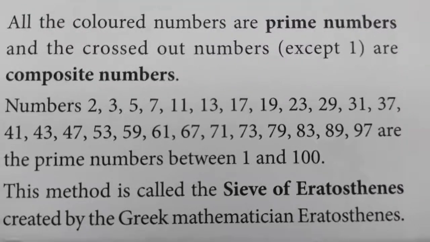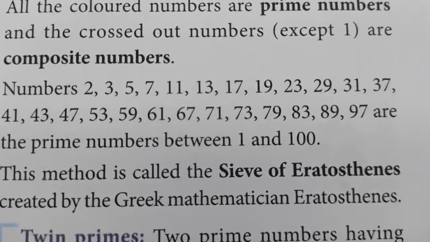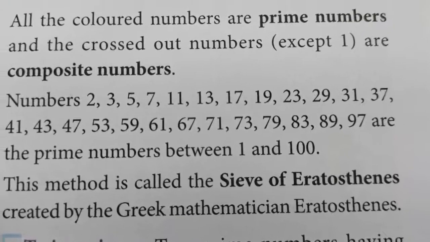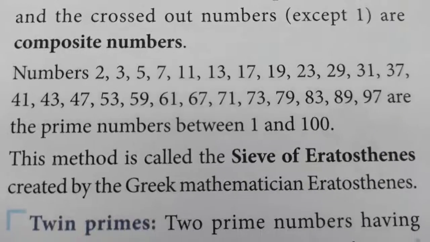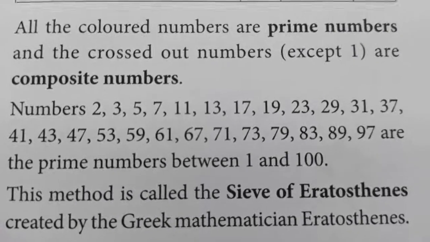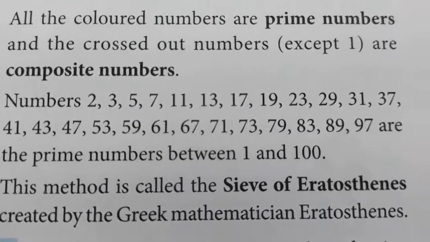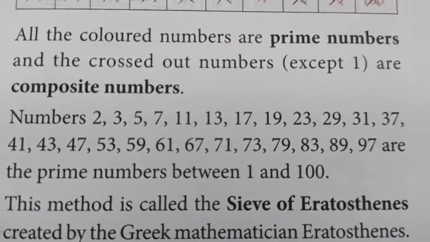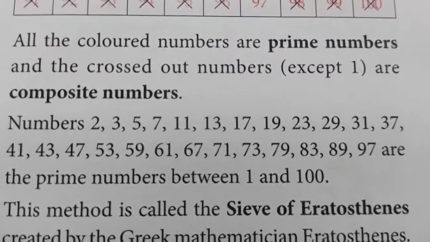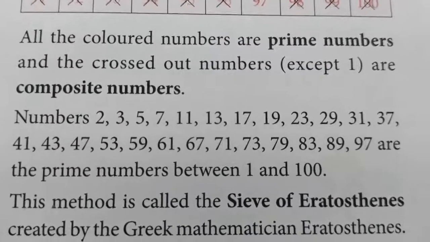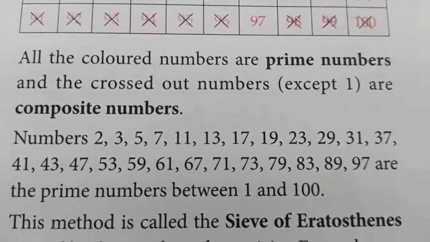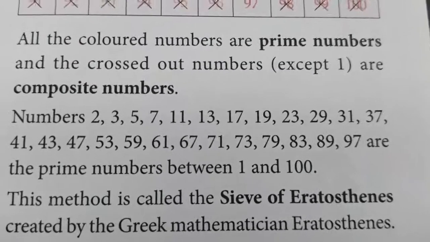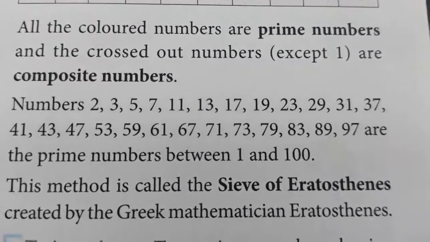All the circled ones are prime numbers, and the crossed out numbers except one are composite numbers. The numbers 2, 3, 5, 7, 11, 13, 17, 19, 23, 29, 31, 37, 41, 43, 47, 53, 59, 61, 67, 71, 73, 79, 83, 89, 97 are the prime numbers between 1 and 100. This method is called the sieve of Eratosthenes, created by the Greek mathematician Eratosthenes.